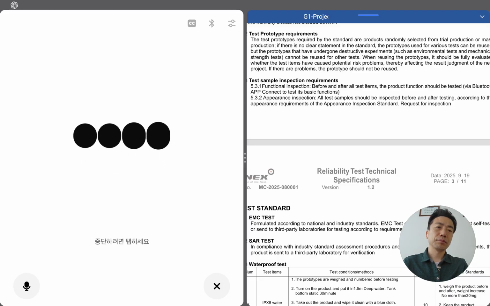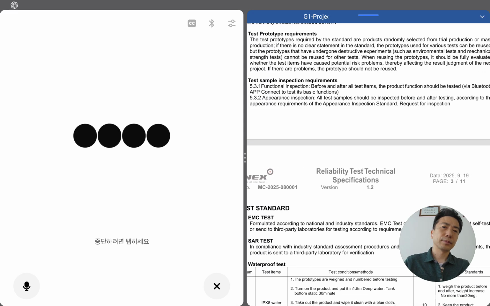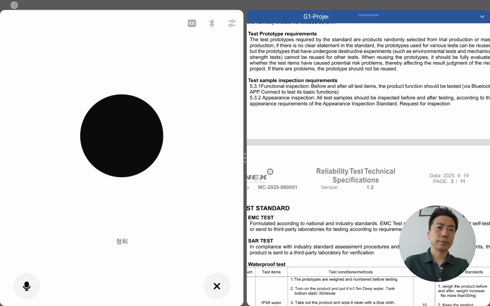All right, David. Here's the full 5.3 test sample inspection requirements section. Read clearly and at an even pace. 5.3.1 Functional inspection. Before and after all test items, the product function should be tested through a Bluetooth application to check its basic functions. 5.3.2 Appearance inspection. All test samples should be inspected before and after testing, according to the appearance requirements of the appearance inspection standard. That's the whole paragraph, word for word.